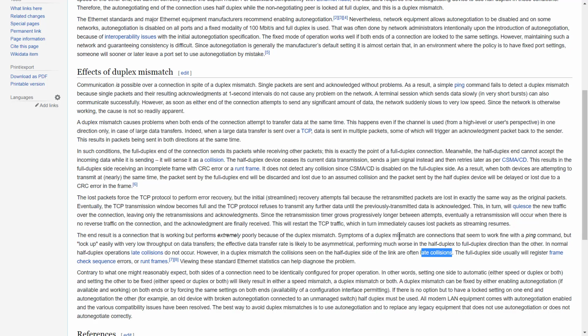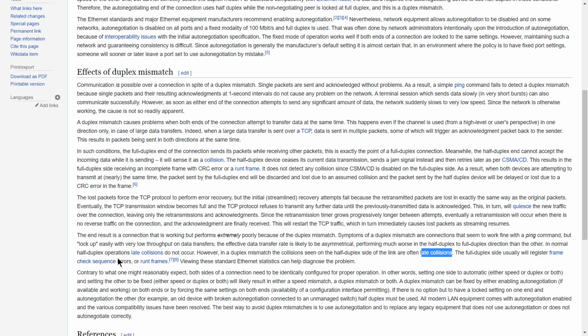Symptoms of a duplex mismatch are connections that seem to work fine with a ping command. Means if you ping it, it looks like everything is working fine. But it has a very low throughput on data transfers. The data transfer is very slow. The effective data transfer rate is likely to be asymmetric, performing much worse in the half duplex to full duplex direction than the other.